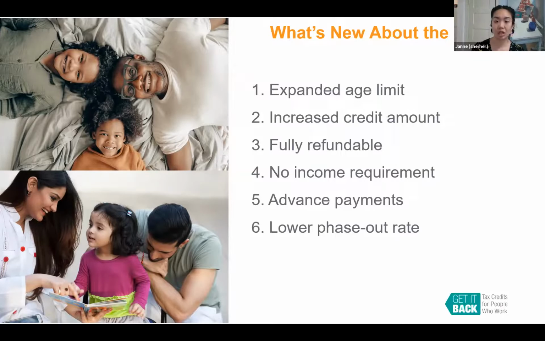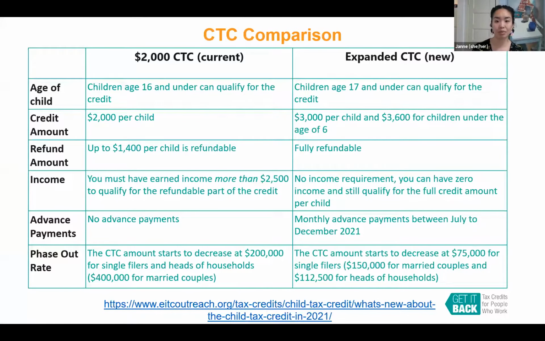This year, they will come in advance payments. So half of the child tax credit will come in a monthly payment starting July 15th. If you go on the next slide, you'll see more details in a table in case you're curious about all of those. But again, I really want to emphasize that it is fully refundable and there's no income requirements anymore.